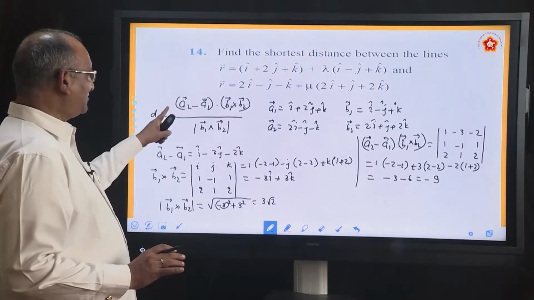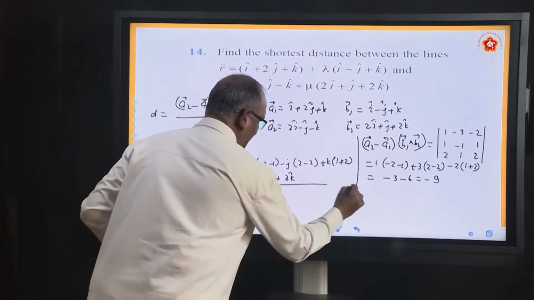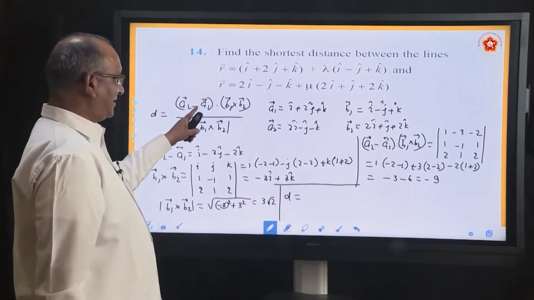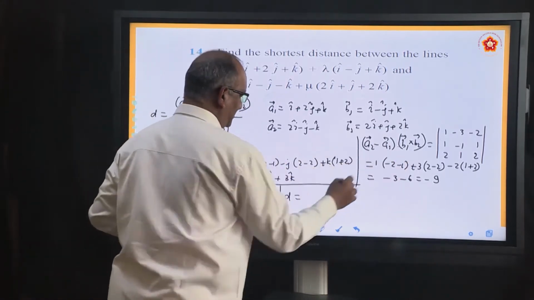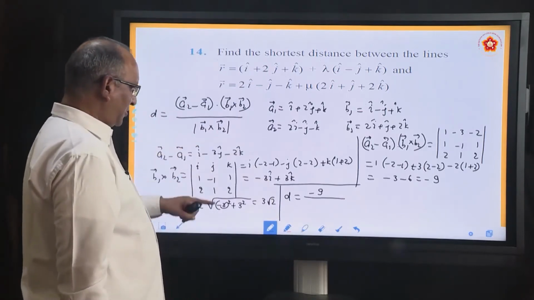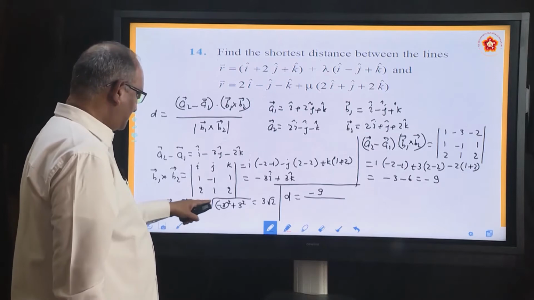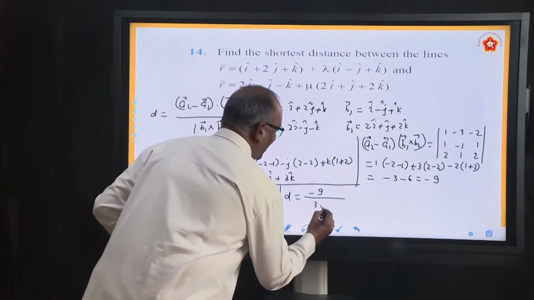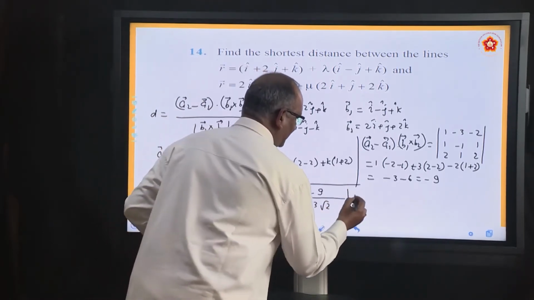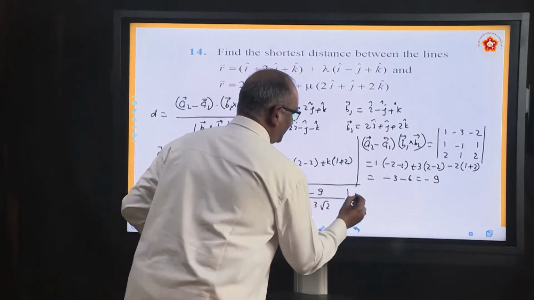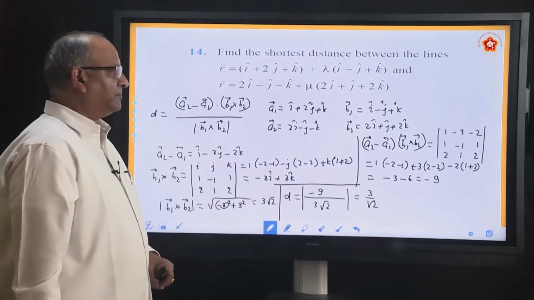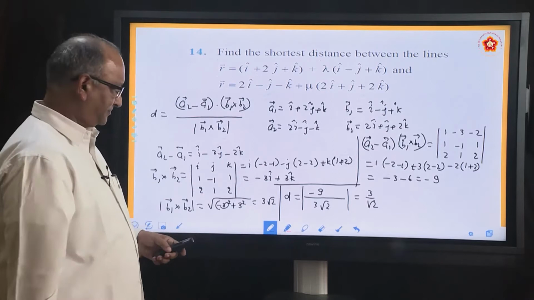Now substitute these values in the formula. See how we substitute. We will say D is equal to, first numerator, A2 minus A1 dot B1 cross B2. How much is it? Minus 9, upon modulus of B1 cross B2. How much is modulus of B1 cross B2? 3 root 2. Remember, this is a distance, so it is going to be positive only. So the answer is 3 by root 2. This is the answer. This is called shortest distance.